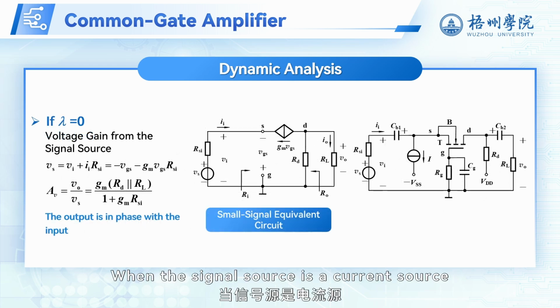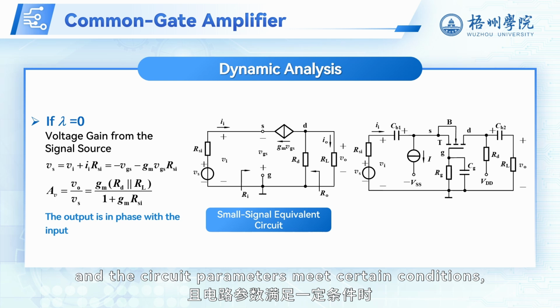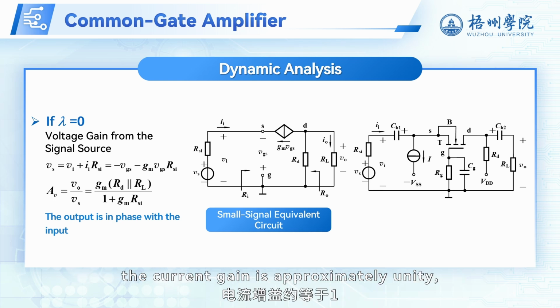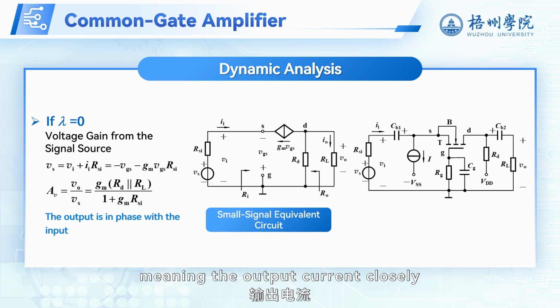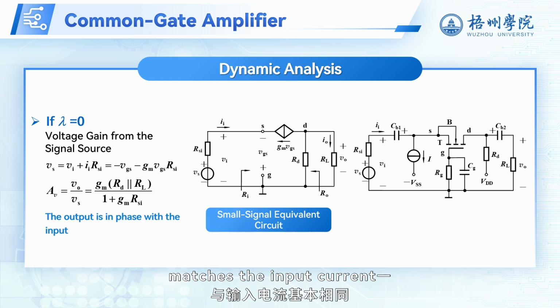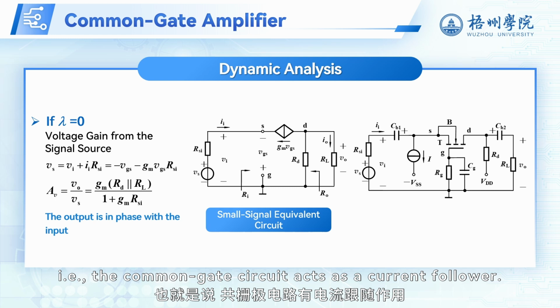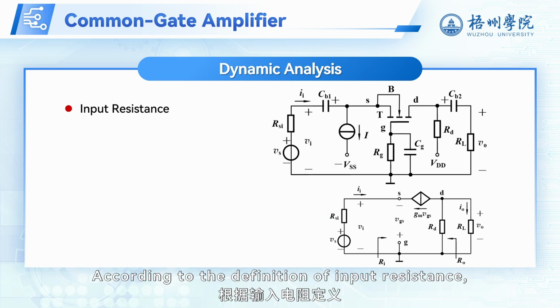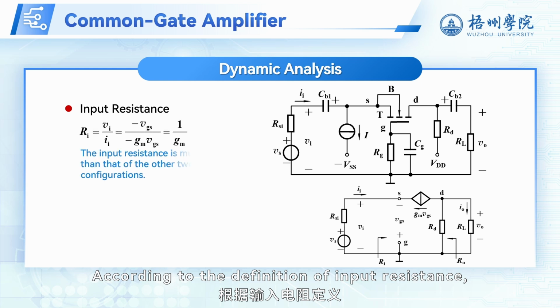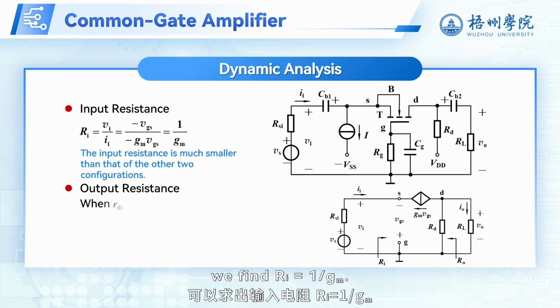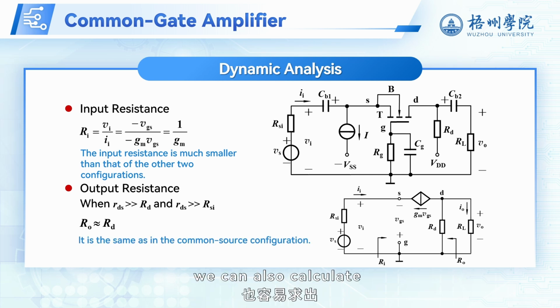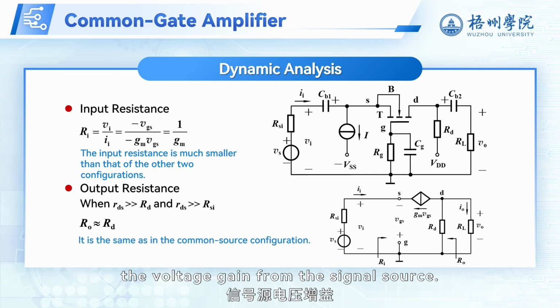When the signal source is a current source and the circuit parameters meet certain conditions, the current gain is approximately unity, meaning the output current closely matches the input current, i.e., the common gate circuit acts as a current follower. According to the definition of input resistance, we find R sub I equals 1 over G sub M. At this point, we can also calculate the voltage gain from the signal source.